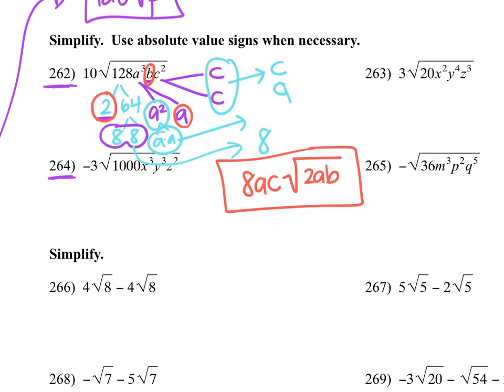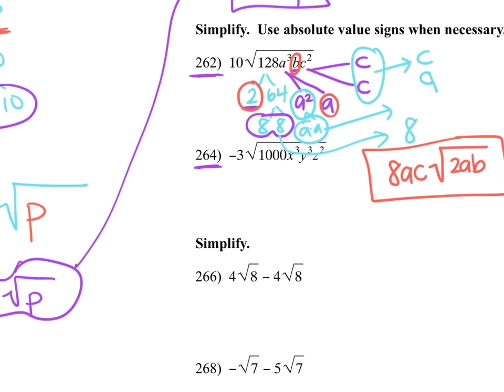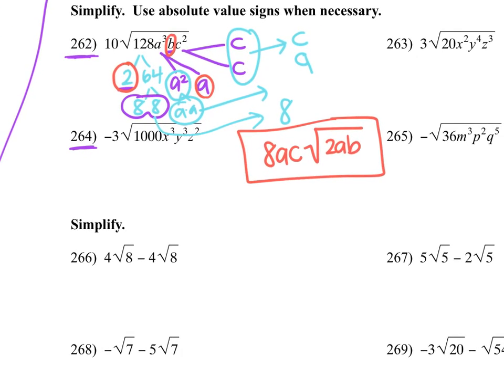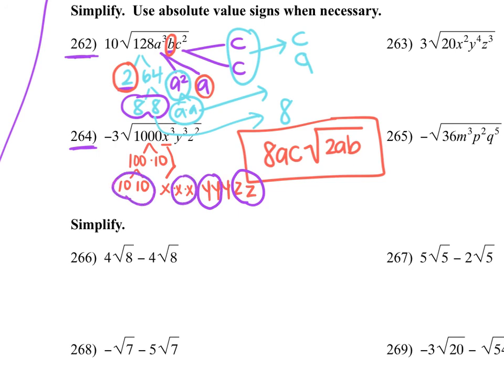Moving on to 264. So 264, I'm going to break this down. So I know it's 100 times 10, and I know 100 is 10 times 10. And so I know my x cubed is going to be x times x times x, my y times y, and my z times z. So I'm going to couple what I have. Okay, and I'm going to underline my loners.